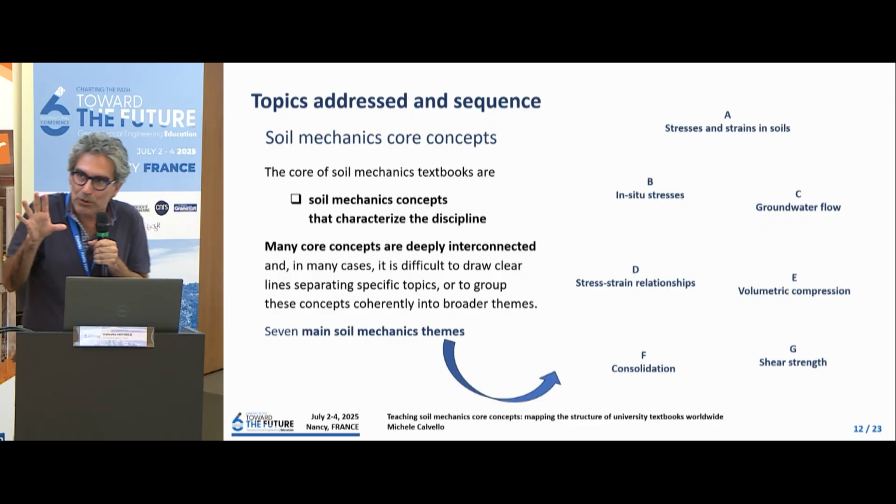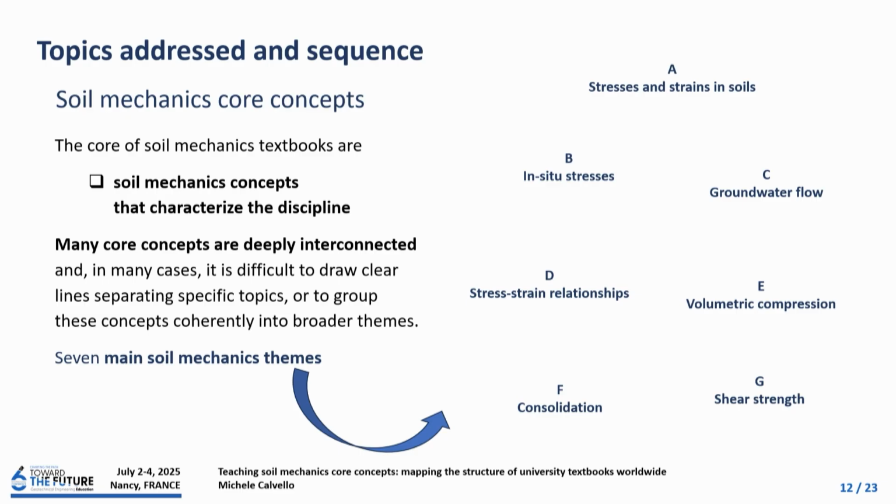I may even say that it's difficult to agree on terminology of what concepts, topics, themes are within our field. I'm saying among ourselves. Maybe for that exact reason, it's difficult. I gave it a try, and my take is this one. I decided that these could be 7 main soil mechanics themes that group the core concepts: stresses and strains in soil, in situ stresses, groundwater flow, stress-strain relationship, volumetric compression, consolidation, and shear strength.